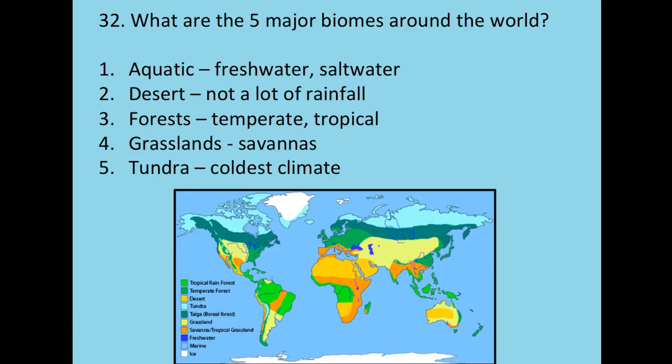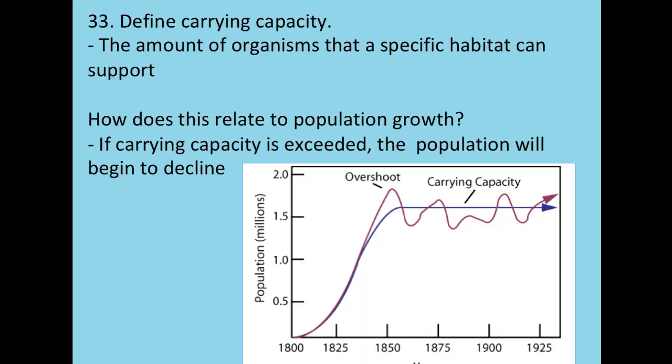32, what are the 5 major biomes around the world? Aquatic, so we have freshwater and saltwater. Desert is where you don't have a lot of rainfall. It's going to be pretty dry. Forests, temperate forests or tropical forests. Grasslands, savanna areas like in Africa. And tundra is going to be the coldest regions.